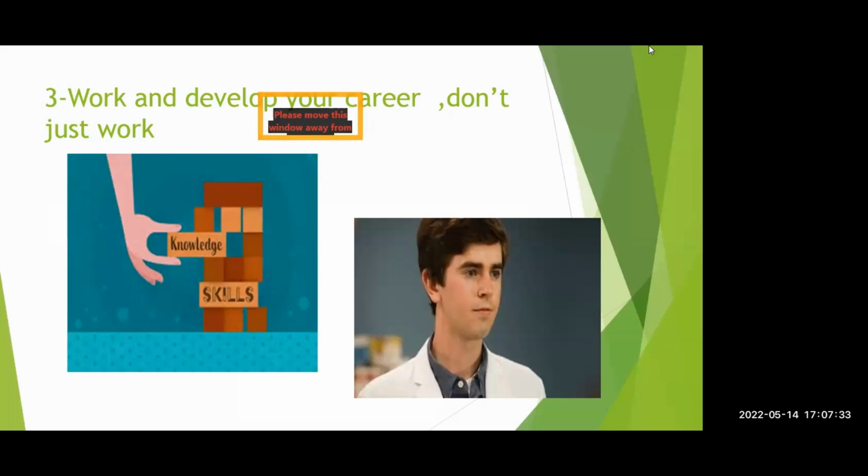A third of your life is spent in the work environment, and it's a lot, a third of your young life. The best of your life is spent on duty. So make the best of those hours to develop, and don't just go to duty every day.